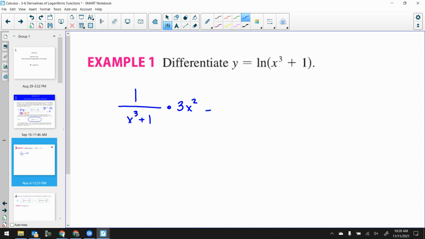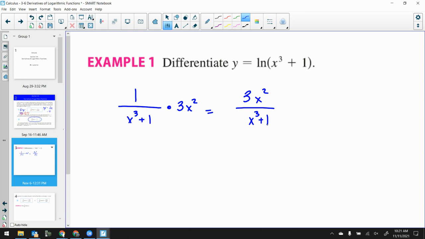Now I can reduce that a little bit just by putting the 3x squared on the top and keeping the x to the third plus 1 down on the bottom. Now, let me ask you this. If I take the derivative of any natural log, it's always going to be 1 over the thing inside, multiplied by the derivative of the thing inside, right? If there's a composition, if there's something inside the natural log, it will always be 1 over that something times the derivative of that something. That will always happen, right? Because it's always going to be 1 over that thing.